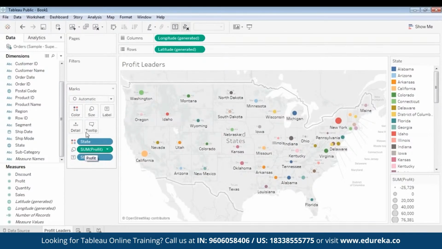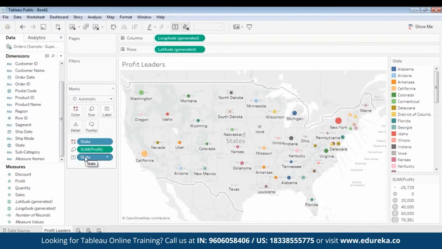Now size, I have placed my profit in size. So whichever state is having more profit, the bubble will be bigger. Can you see? New York and California have bigger bubbles, okay? Nevada and Colorado are having smaller bubbles because they have lesser profit or in negative actually, right? So Michigan you can see, and then Wisconsin, Montana. So they are having lower profits. That's why the bubble is small. If you see Washington, California, New York, the bubbles are bigger. So you can define the size also as well, guys.